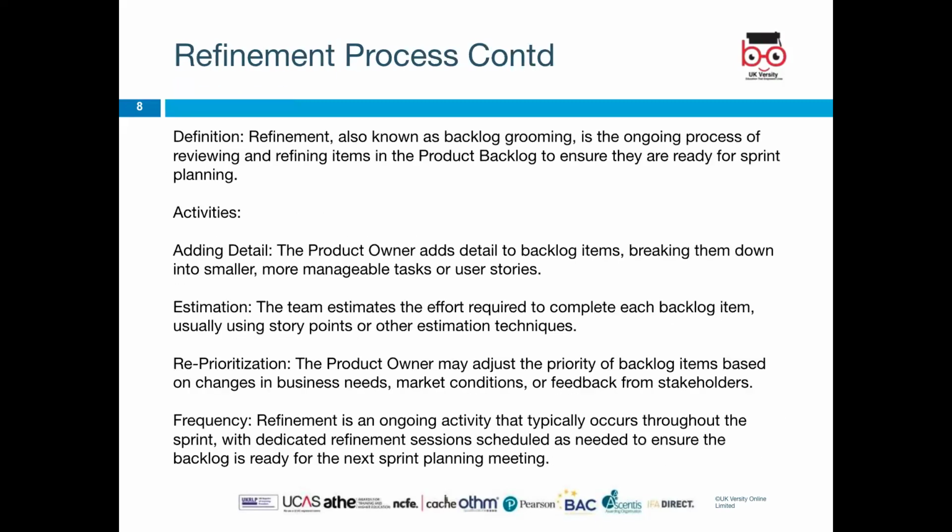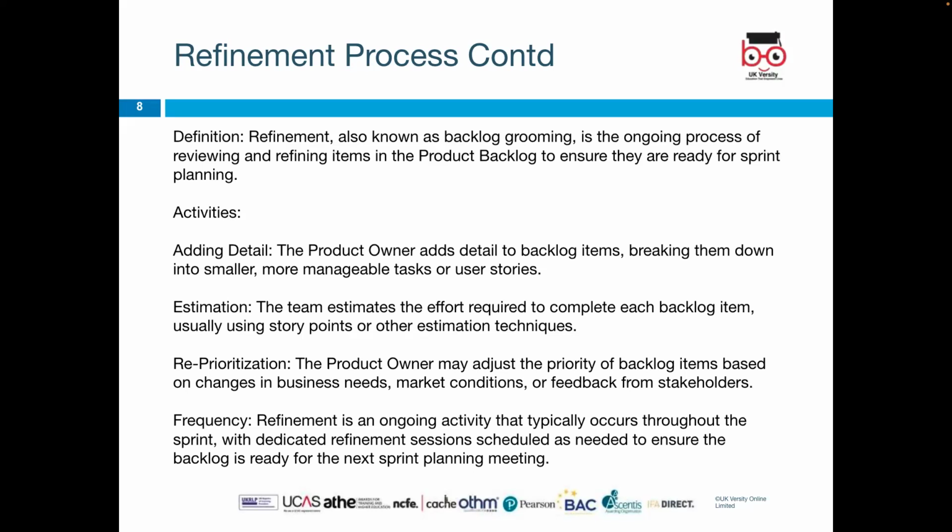Refinement process. So what is the refinement process? This is also known as backlog grooming. It is the ongoing process of reviewing and refining items in the backlog to ensure that they are ready for sprint. It's like the review process. Yes, exactly. So you review it, and you check whether the product backlog is ready for sprint planning.